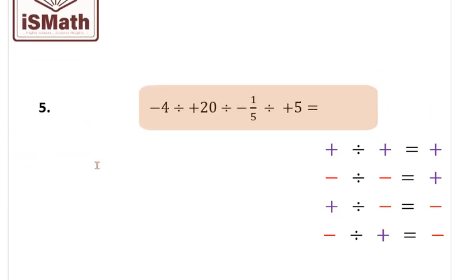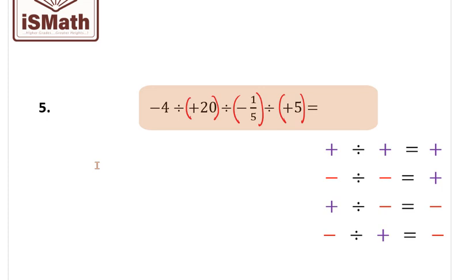Look at this one here. It's like these numbers are mixed with signs, but then they're all to be divided. So we have minus 4 divided by plus 20 divided by minus 1 over 5 divided by plus 5 equals what? So like I said earlier, I like to separate all these different signed numbers so I can see clearly what I'm doing and what I'm up against. Division is the operation for this particular expression.